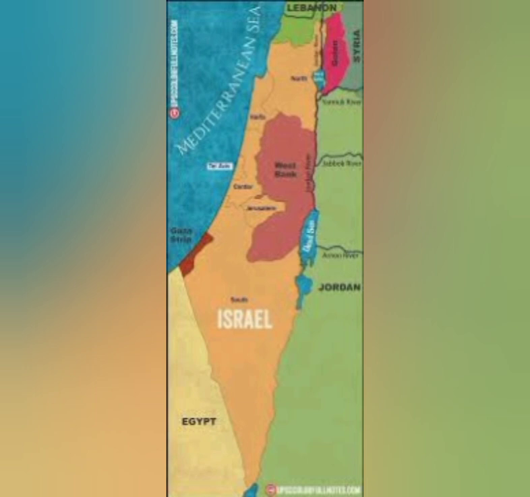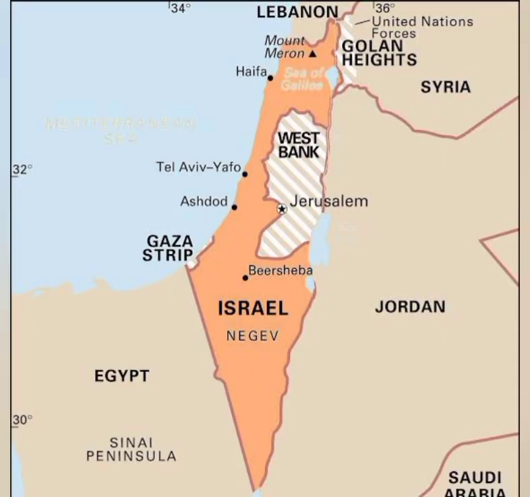Causes of division. Zionist movement. Jewish immigration to Palestine increased during the early 20th century, driven by persecution in Europe and aspirations for a homeland. Colonial legacy. British control of Palestine and the subsequent UN partition plan. Religious significance. The region's importance to Jews, Muslims, and Christians heightened tensions.